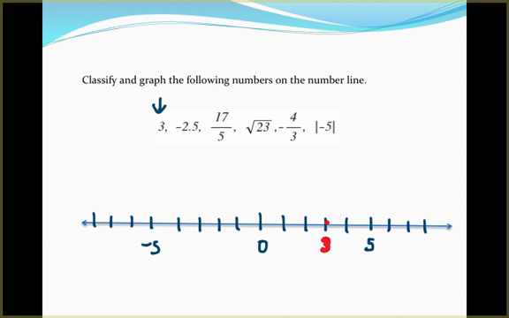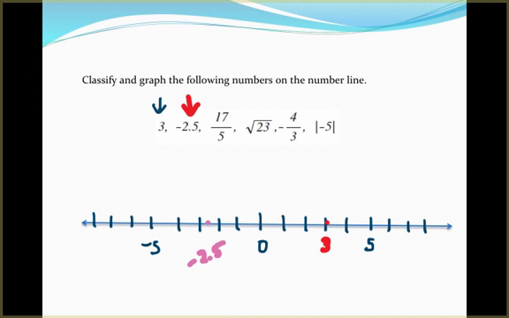Now, negative 2.5, since that's a decimal, would be just a rational number. So negative 2.5 would be over here between negative 2 and negative 3. So we'll put a dot here, and that'll be negative 2.5.